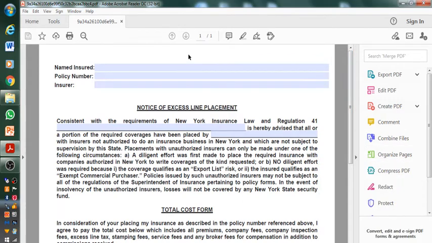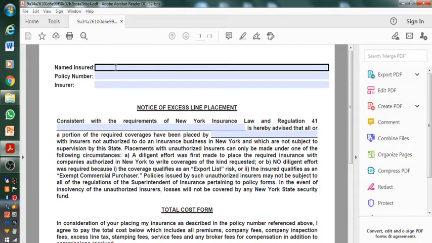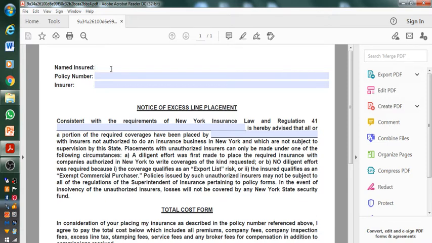Once you do that, basically it is. Usually it's another form that I usually do, but this is a short form as well. Usually no one uses this, but just for me to explain to you guys what the access line placement is. If you do get this form, obviously I'll tell you how to fill it out as well.